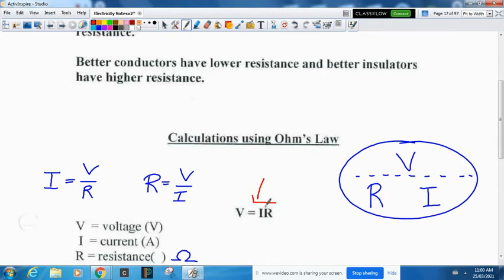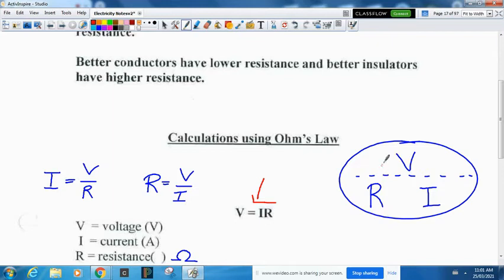So you need to be able to take this formula and manipulate it using your algebra skills. There's my V formula. If I want an I formula, I would divide R out of both sides. So I equals V divided by R. And if I need an R formula, I would divide I out of both sides. And so R is V divided by I.